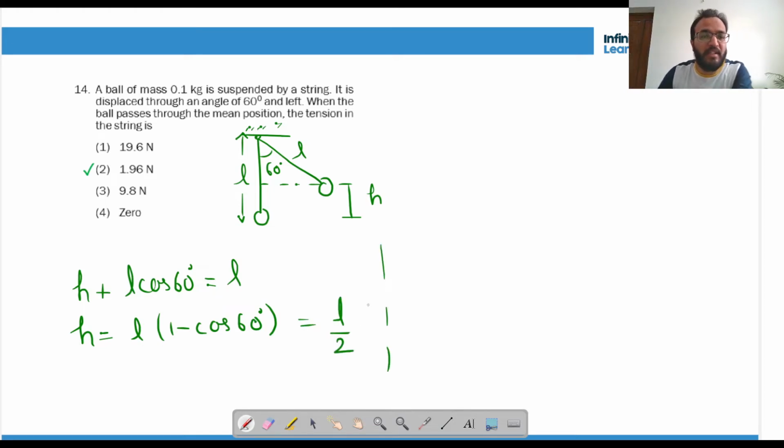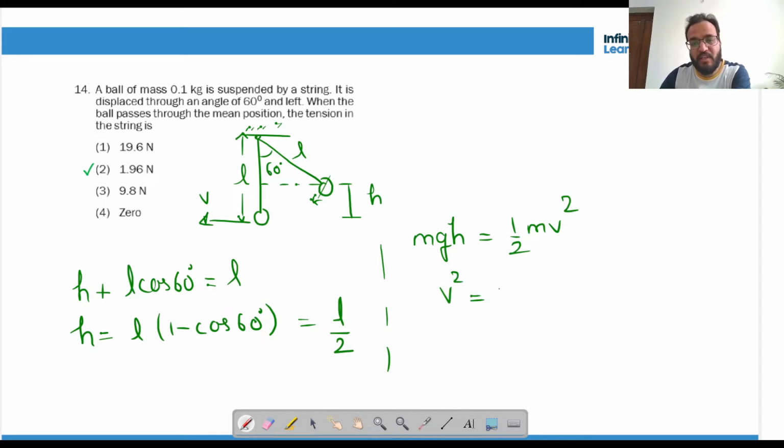Now what they are asking is the tension. So we need to find out what is the velocity here when you release it from here, right? So you will say, sir, mgh is equal to complete kinetic energy at the bottommost point. So you will say v square is equal to 2gh, and h is L by 2. So 2g into L by 2, that is g into L. This is v square, right?